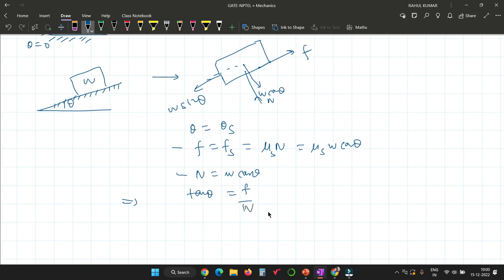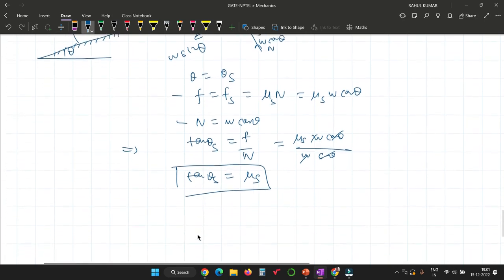F by n, right? And here, since you have increased theta such that it reaches theta equal to theta s, then in that situation, f is equal to what? Mu s W cos theta. So mu s W cos theta divided by n, which equals W cos theta. W cancels out, the cos theta cancels out. Then tan theta s becomes what? Mu s.